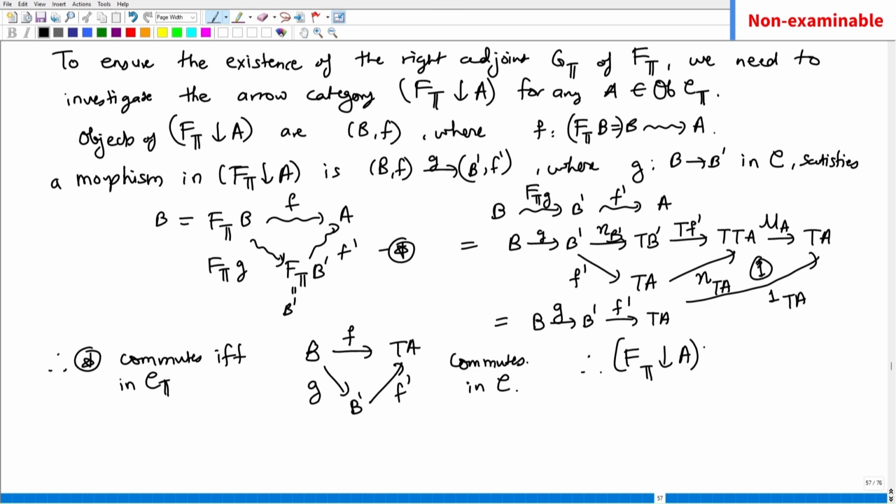This arrow category is in fact isomorphic to the category identity functor arrow TA, which is just the slice category. Yeah, the slice category. And do you remember anything about terminal objects in slice categories? The identity morphism on that object is the terminal object. And yeah, so 1 sub TA, TA comma 1 sub TA is the terminal object.